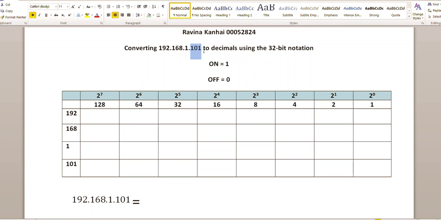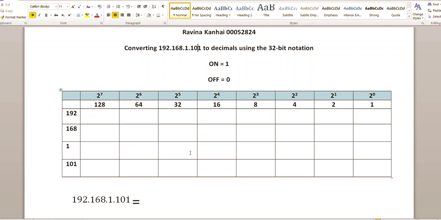Now when doing a conversion to binary, each section, for example 101, would give a total of 8 bits. Each of these separate parts represents 8 bits. Therefore, 8 plus 8 plus 8 plus 8, 8 by 4, equals 32-bit. Therefore, we have a 32-bit notation. So let's go ahead and start this conversion.